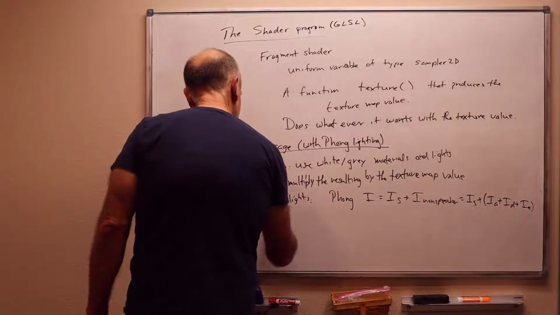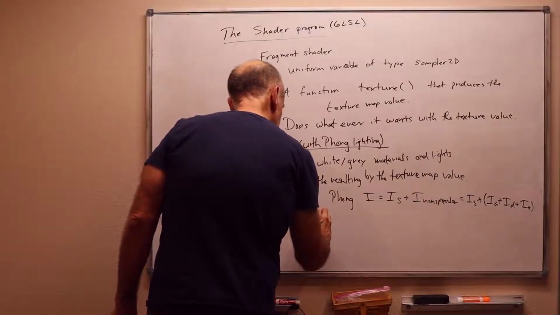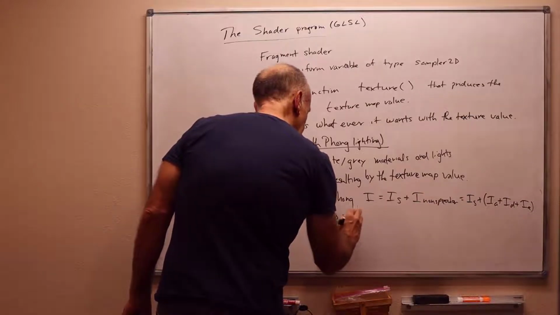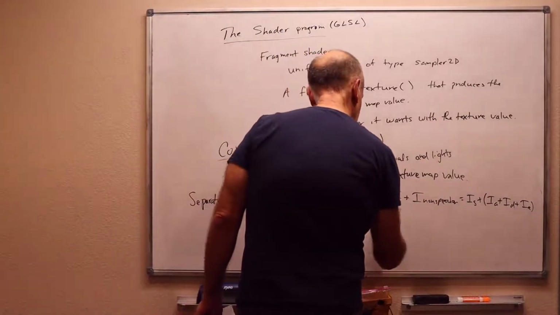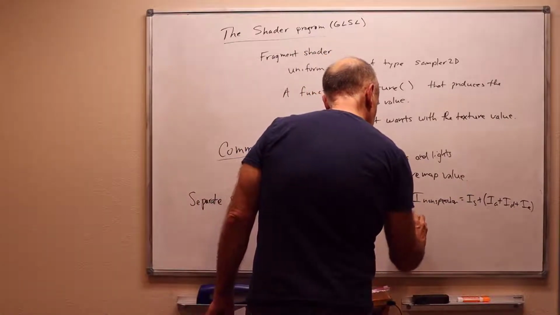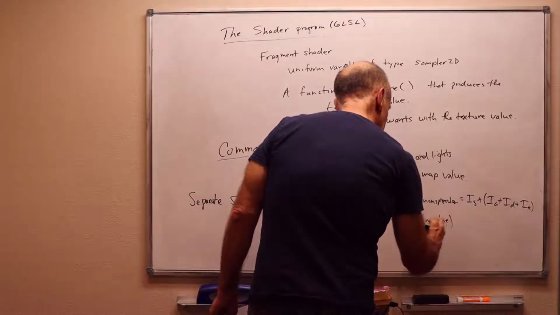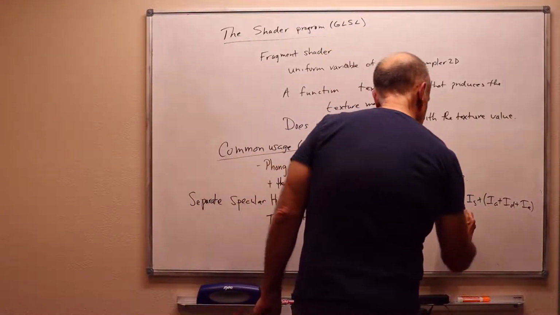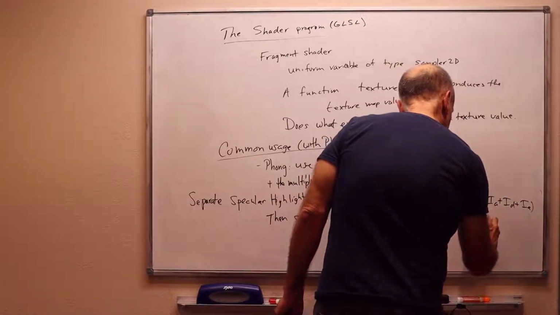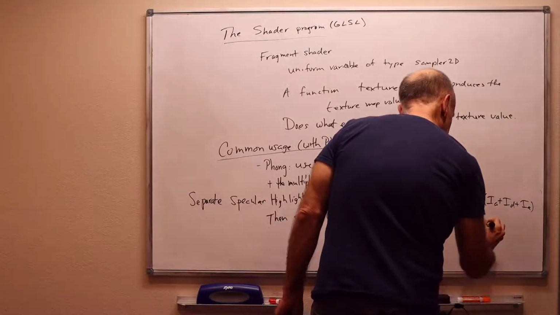And then in this case, you set the pixel color to be the following. It's the specular value, that's the specular highlight, plus the texture value multiplied by the non-specular component of the Phong lighting.